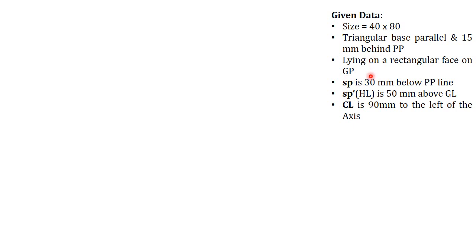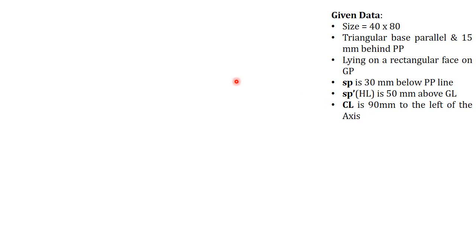Okay. Then they have given the three data to locate the station point's front view and top view. That is the distances of the observer from PP and GP, and also from the object, that is the central line. The central line is 90 mm to the left of the axis of the prism. In the previous problem, your station points were to the right of the object, but in this problem the station points will be on the left side.